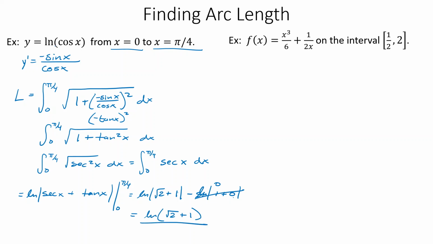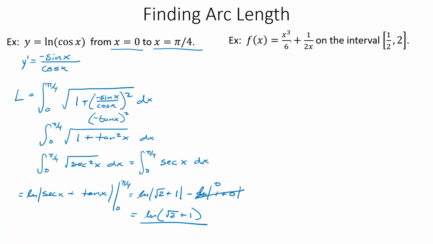All right. So it's interesting that the natural log of the cosine curve has a length that doesn't even involve any sort of pi's or anything. It's just natural log of root 2 plus 1. All right, let's try one more here. So another example. Here's our derivative, x cubed over 6 plus 1 over 2x.